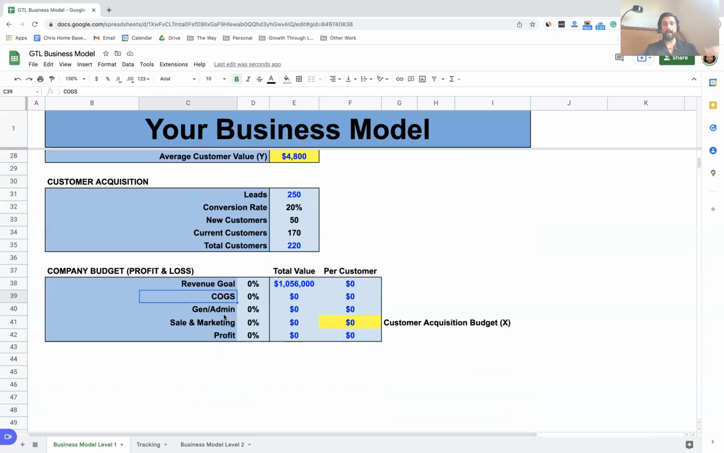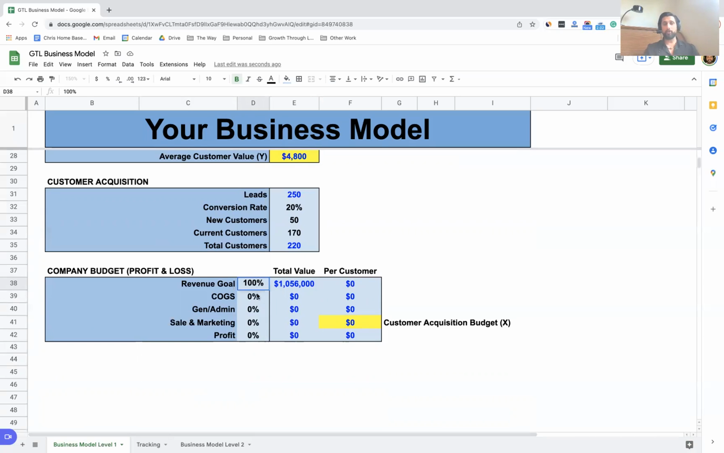And then we have our general and admin: rent, utilities, insurance, et cetera. We have our sales and marketing budget. This is our customer acquisition budget. And we have our profit. Now, I love digging into SEC filings for fun to see how companies spend money because I'm a nerd like that. And I've also worked with a lot of companies. So I'm going to give you a very broad stroke of the most average numbers that I see in here, just so you have a starting point. But keep in mind, this is going across a lot of industries and specialties.